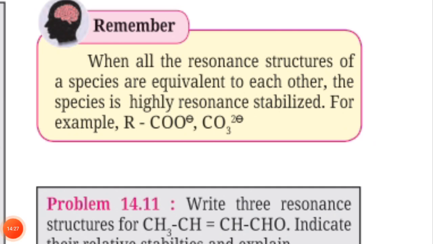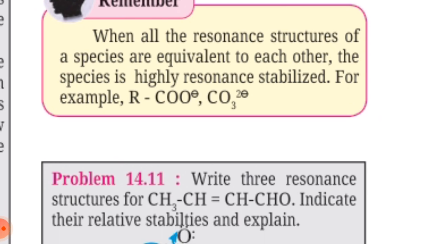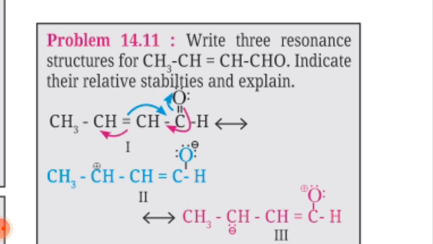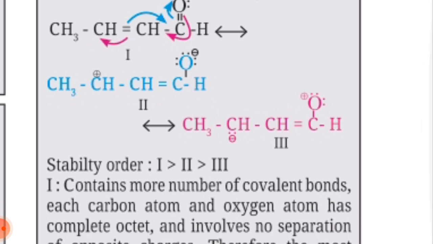Remember, when all the resonance structures of a species are equivalent to each other, the species is highly resonance stabilized. For example, RC=O, CO3 2-. Problem 14.11. Write three resonance structures for CH3CH=CH-CHO. Indicate their relative stability and explain.